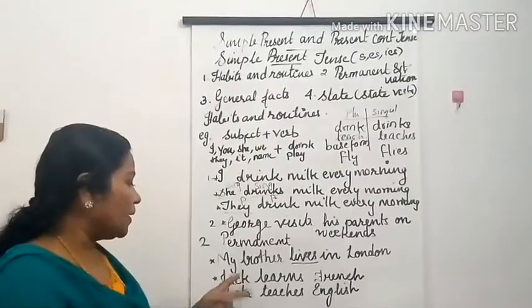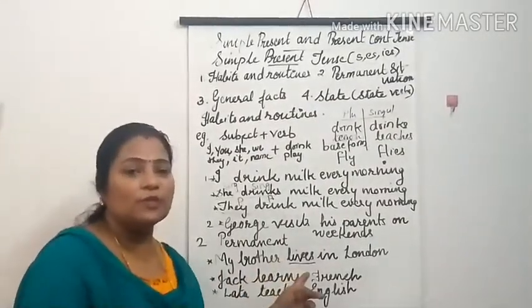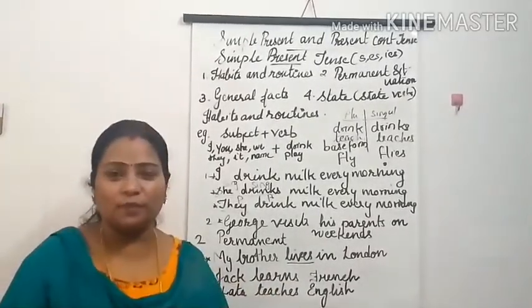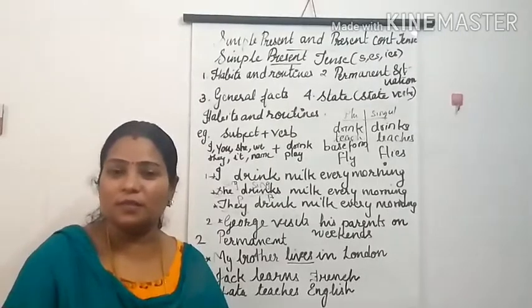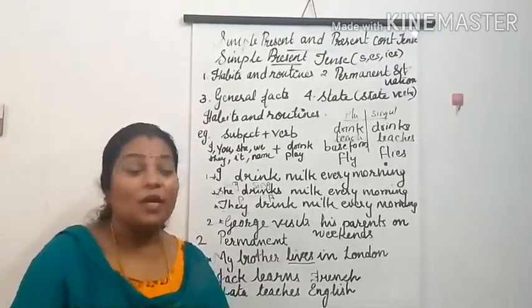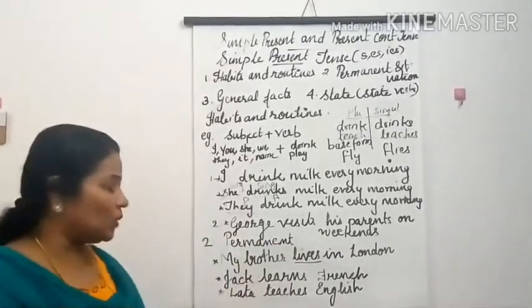Here also, my brother, singular, and we use a singular verb. The example is, Jack learns French. That means he has learned something. He is not going to forget it. That is with him. He will be using it. So, this is also a permanent situation.